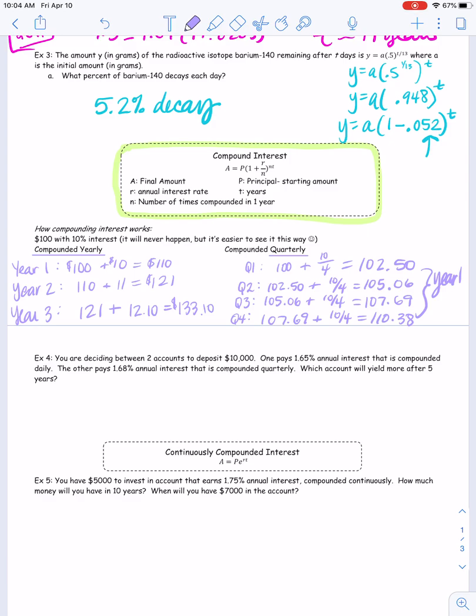Example 4 says, you are deciding between two accounts to deposit $10,000. One pays 1.6% annual interest that is compounded daily. The other pays 1.68% annual interest that is compounded quarterly. Which account will yield more after 5 years?